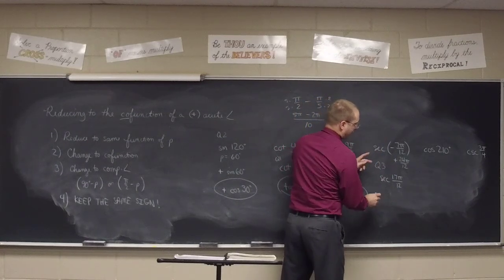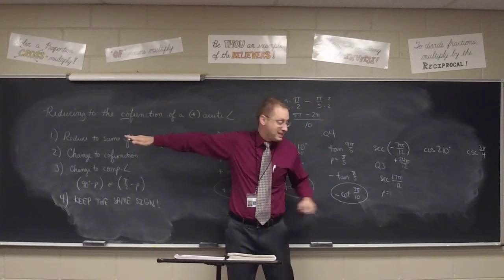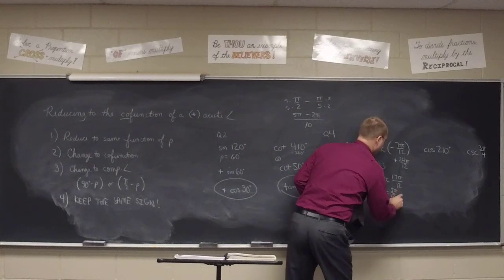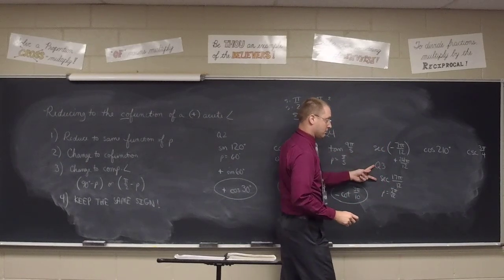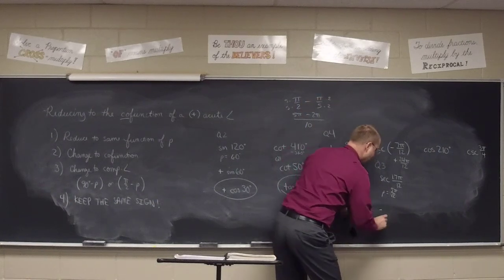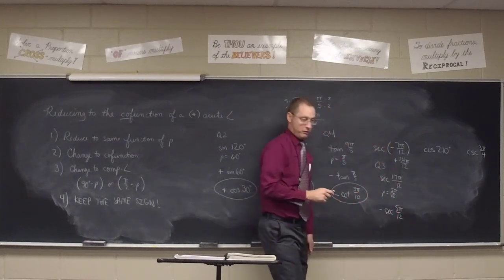Now then, reference angle. How far from 12 twelfths of a pi is 17 twelfths? 5 twelfths. So 5 pi over 12. And ASTC? Positive. Negative. Quadrant 3, tangents, quadrants, negative. So negative secant 5 pi over 12.